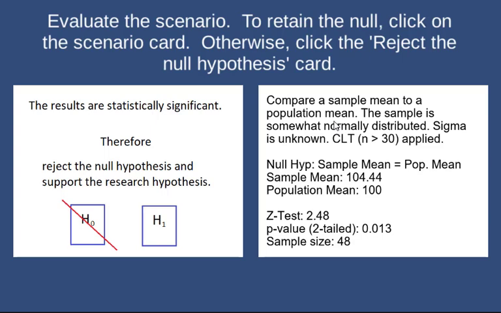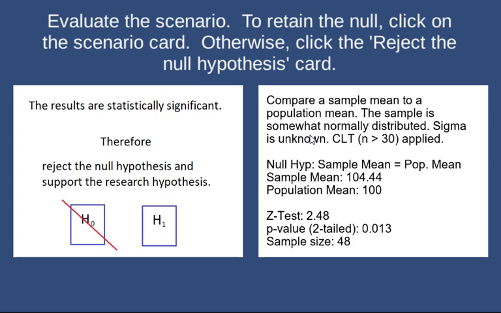Now, for this scenario, you'll notice that our sample size is 48. This is a large sample size. And even though the sample is only somewhat normally distributed and sigma is unknown, based upon the Central Limit Theorem, we can actually go with the z-test. We can do this because regardless of the shape of the distribution for the individual scores, by the time you get to the distribution of sample means for a sample size 30 or larger, in this case 48, it's going to very closely approximate the normal distribution.